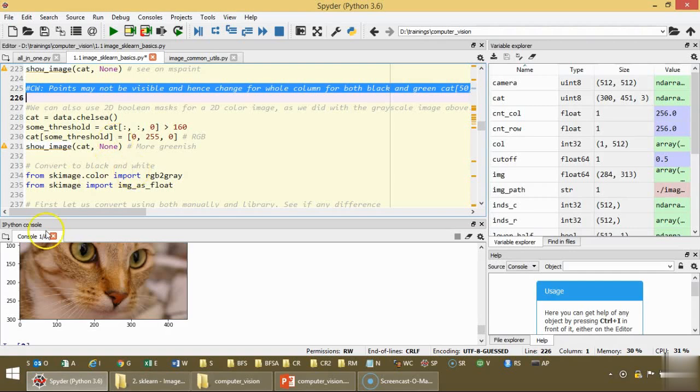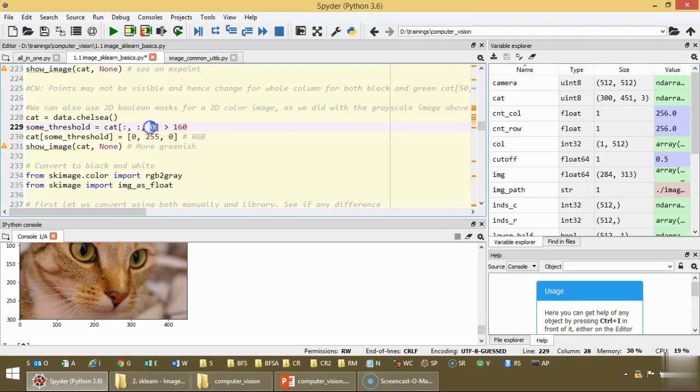So you know that this Chelsea is the color image, and it is having the third dimension over here, RGB. So 0 corresponds to R, 1 corresponds to G, that is green, and 2 corresponds to B, that is blue. So you can have some kind of thresholds like this also. So what is the meaning of this? This is all row and column, and this is the first channel, that is the red channel.